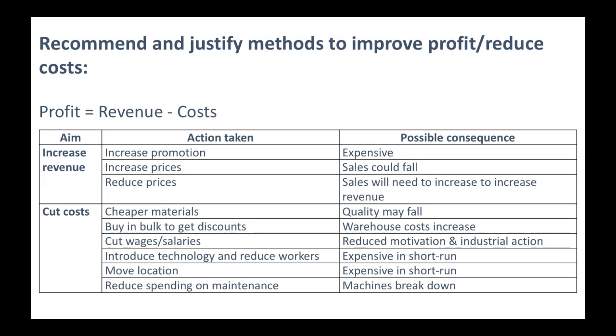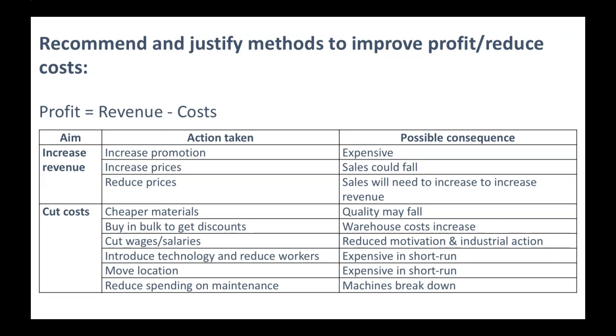The other way that you could do it is to cut costs, so buying cheaper materials, but quality might fall, you might get more returns as well. So if quality falls, you might get less demand for your product, but you also might have more wastage and problems reworking and refunding customers, so that increases your costs. You could buy in bulk to get discounts, but your warehousing costs would increase.